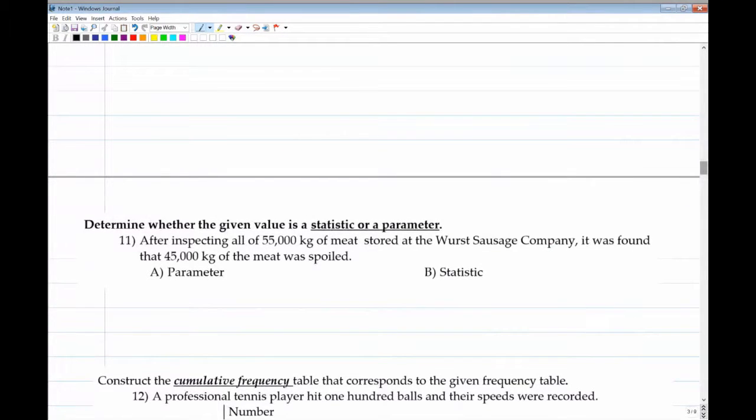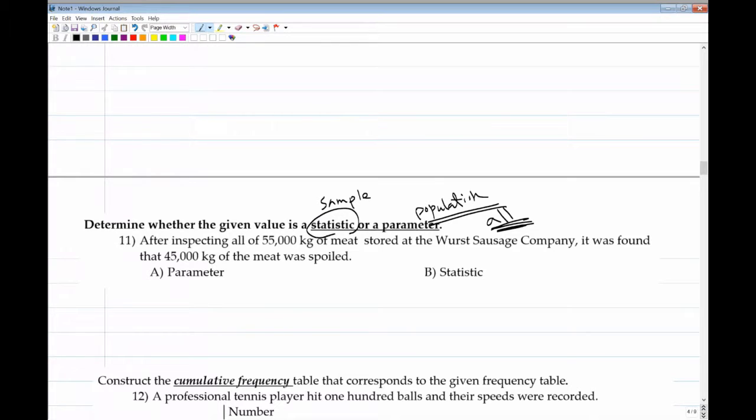Now the next one is to know the difference between statistic and parameter. Statistic deals with sample, parameter deals with population. How can I tell when it is population or sample? Population deals with the keyword "all" elements in the population.